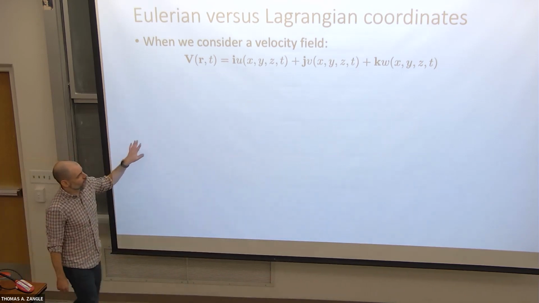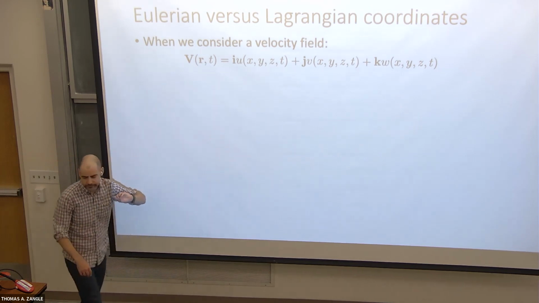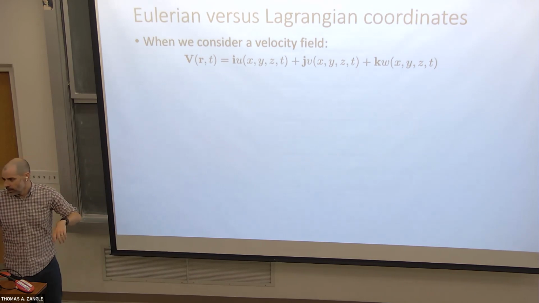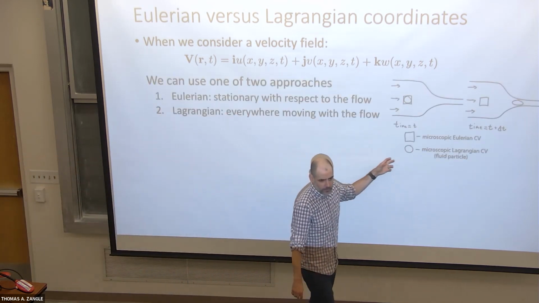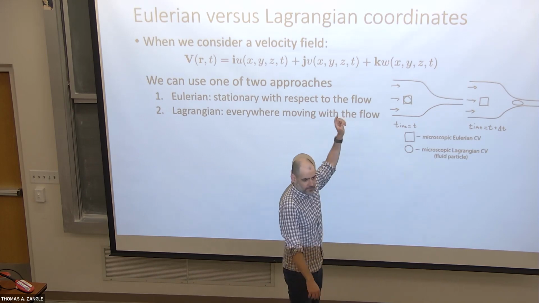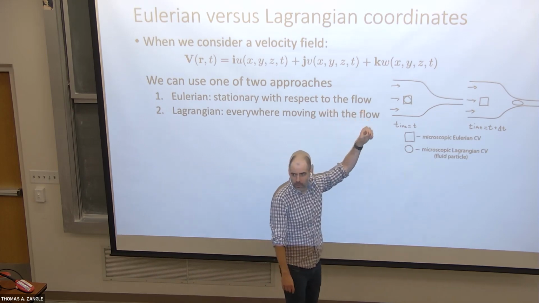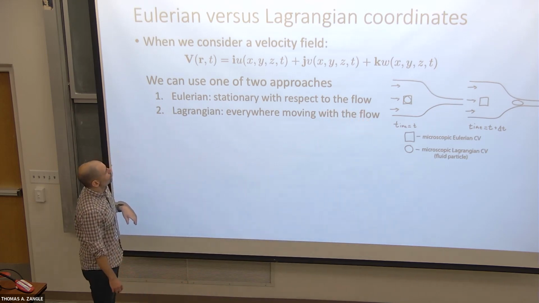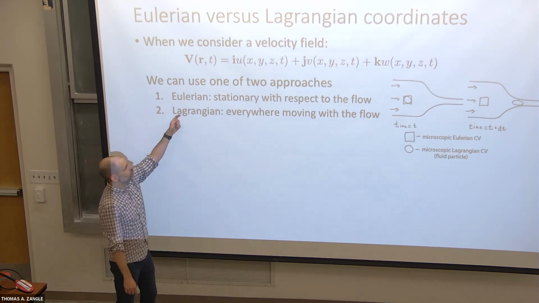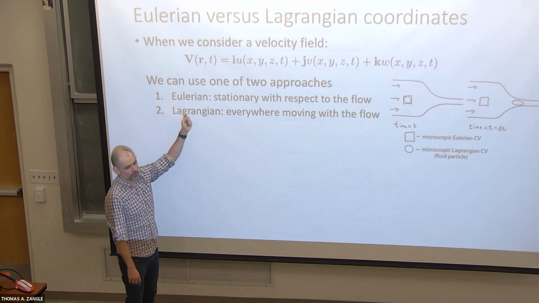And in general, these things now can vary within space and time, X, Y, Z, and T. So as we're developing our equations of fluid motion for velocity fields, and we'll also look at pressure fields and temperature fields later in compressible flow, there are two major approaches, basically named after Euler and Lagrange, called Eulerian and Lagrangian.